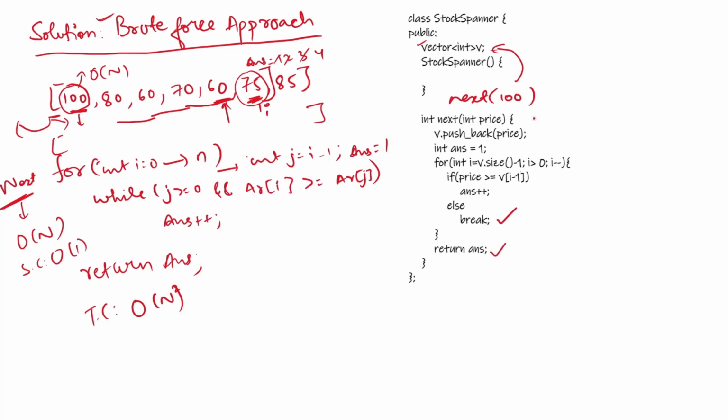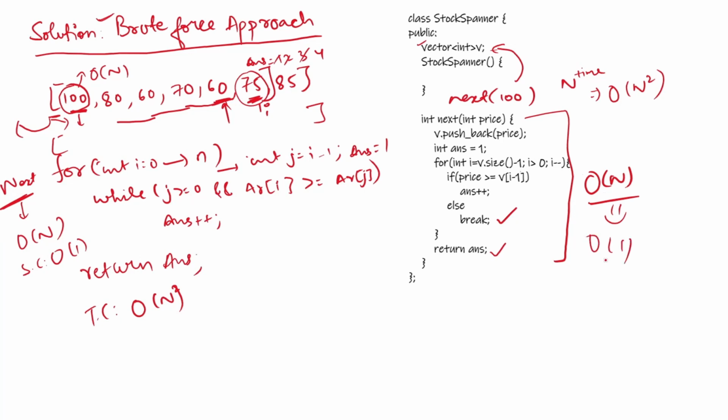So the time complexity of this next operation will be O of n. If this next function is called n times, then my overall time complexity will be O of n square. But right now, for a single next call, our time complexity will be O of n. So now let's see how I can improve my time complexity from O of n to O of 1.